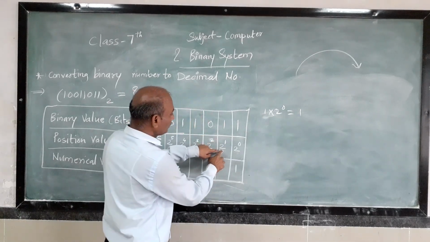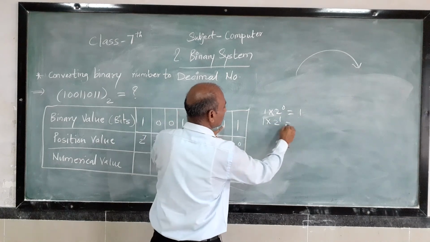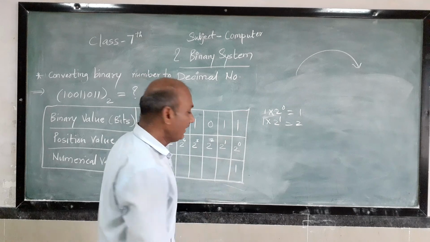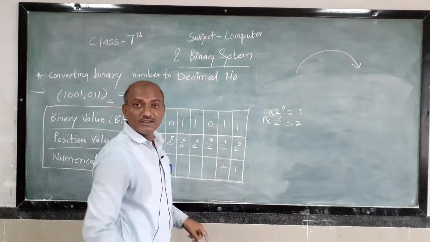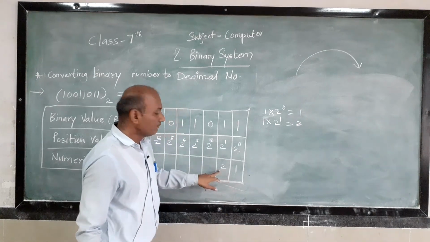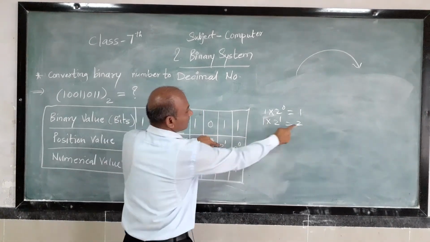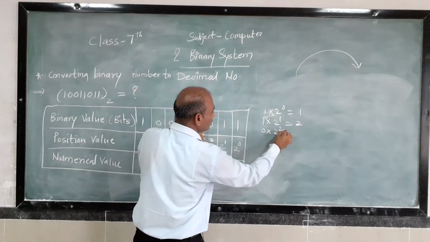Okay? Next, 2 raised to 1: 1 into 2 raised to 1. What do we write? 2. Their multiplication comes to 2. 1 into 2 raised to 1 is 2. Now 0 into 2 raised to 2.